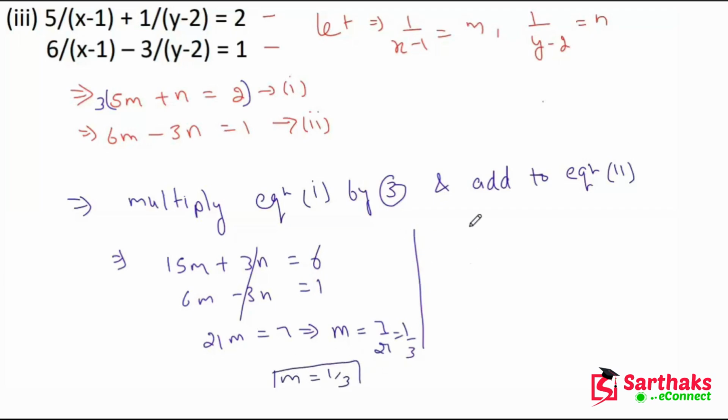Okay. Now putting the value of m in any of the equations, then we get 5m. So in place of m, we write 5 into 1 upon 3 plus n is equal to 2. Then we get n is equal to 2 minus 5 upon 3, and 6 minus 5 upon 3 gives 1 upon 3. So the value of n is again 1 upon 3.